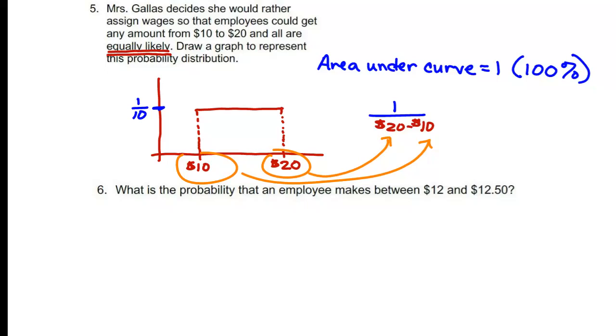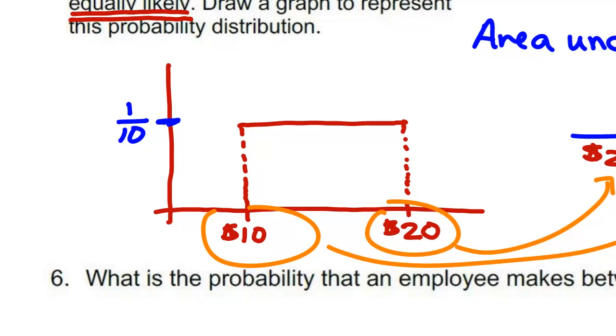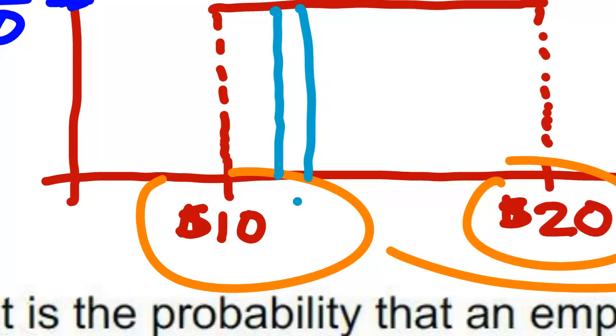What is the probability that an employee makes between $12 and $12.50? So if I look at my graph, $12 is going to fall about where? What'd you say? Closer to the 10. So we'll put $12. I think I'm going to put a little bit further over. Because $12.50, hold on, 15 would be here. $12.50 would be here. So $12 is going to be a little bit back from that. So here's $12.